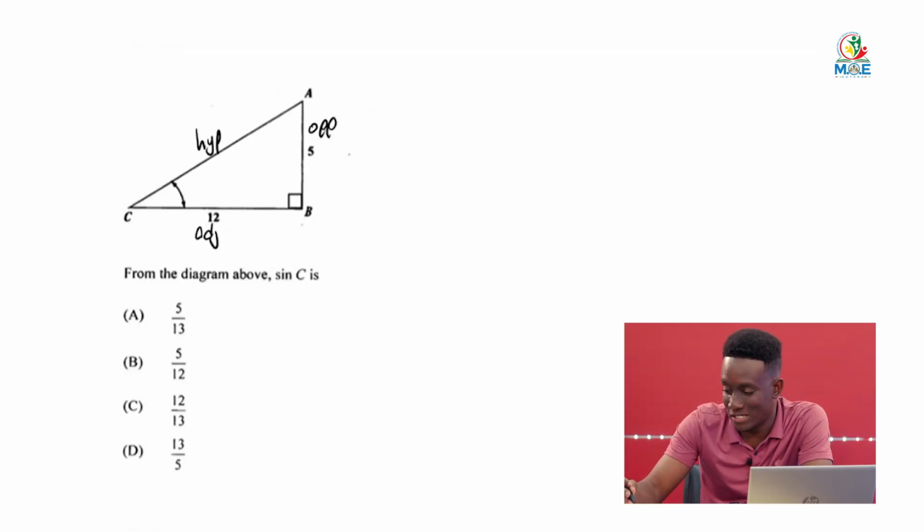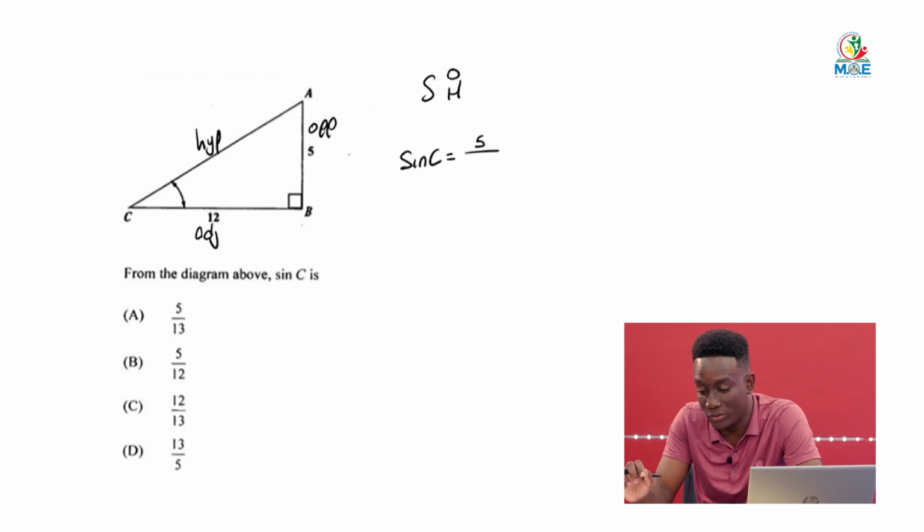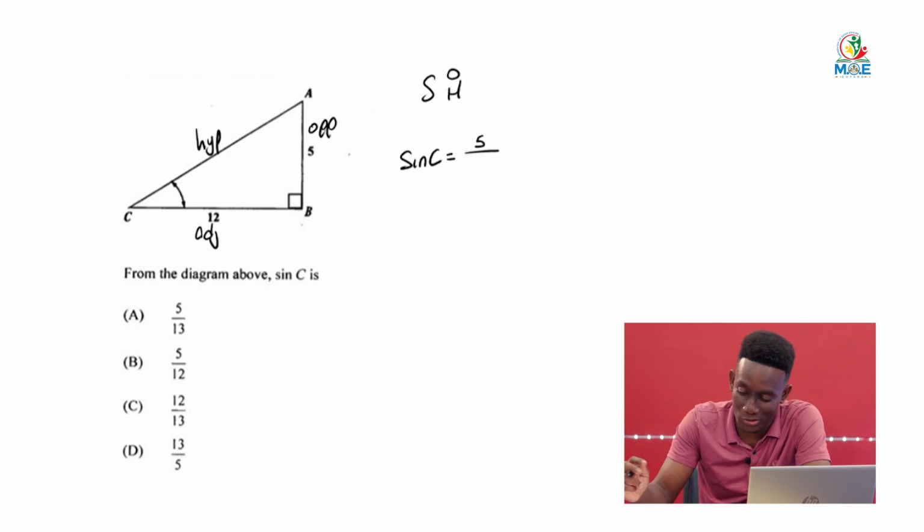So we know for sine, the ratio of sine would be SOH CAH TOA, some old horses. So it's opposite over hypotenuse. So we can say sine C is equal to the opposite, which is 5, over the hypotenuse, which is, so we don't know the hypotenuse here, so we need to find the hypotenuse. We see we need to find it because we don't know it.